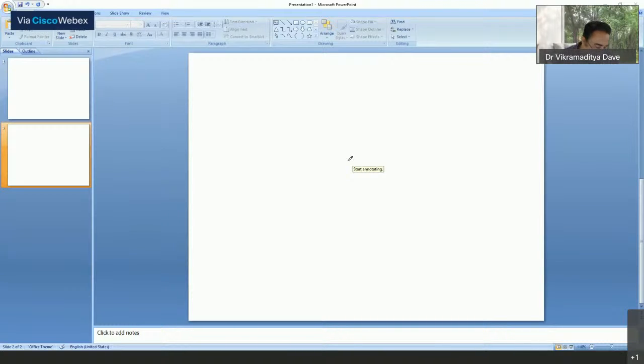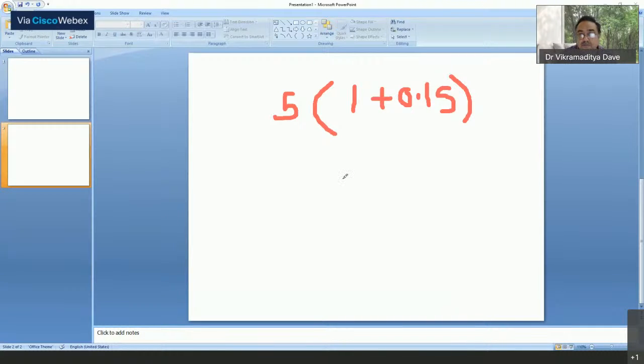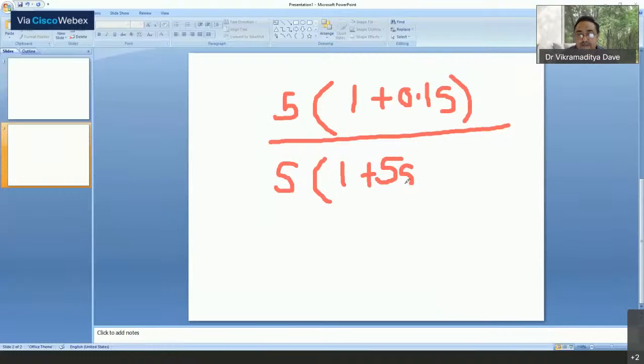Suppose the open loop transfer function of a unity feedback system is given like this: 5 upon (1 plus 0.1s), upon s plus 5s, and 1 plus 20s. So, in this question, you have been given this transfer function.